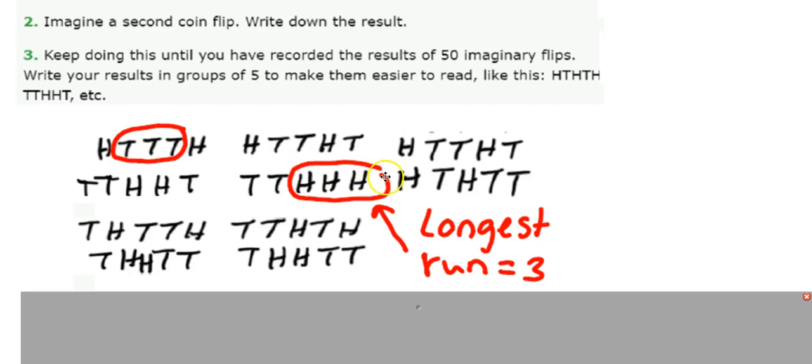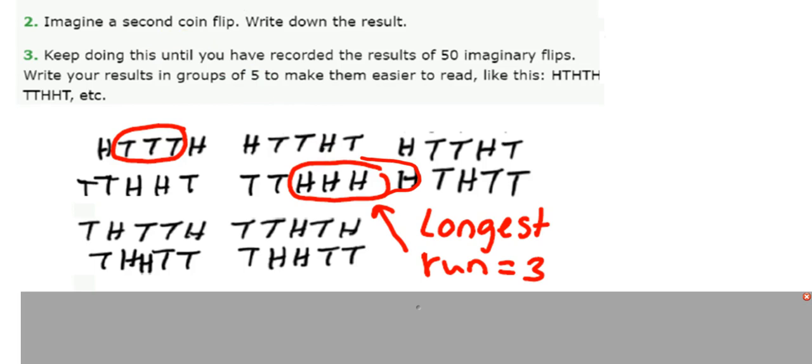Oh, so actually my longest run is actually 4. I made a mistake in here. My longest run here actually should have been 4. Okay, so remember to go from line to line and group to group. Okay, so my longest run is 4.